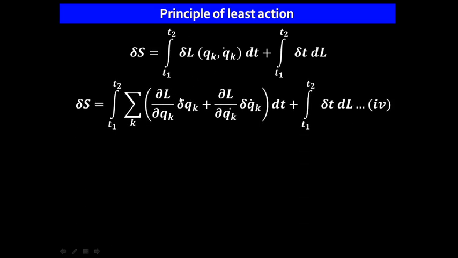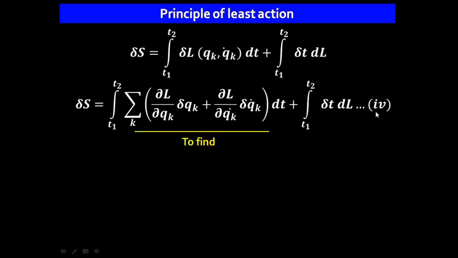So you will get del L by del qk into delta qk plus del L by del qk dot into delta qk dot. Since there are terms involving k, it is applicable to the system of particles, hence we put a summation over k here. This term came by the chain rule, which we applied to delta L for those two parameters qk and qk dot. The second integral we have kept as it is. Suppose this is equation number 4.